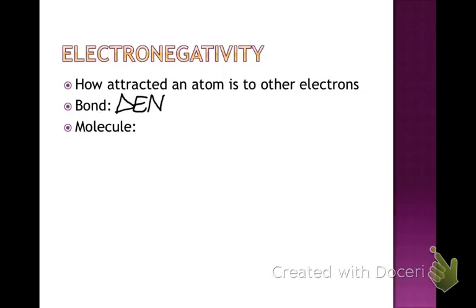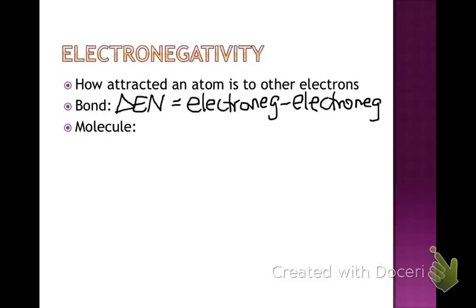I'm going to use delta EN to write that out. All that means is your electronegativity value from Table S for one element minus the electronegativity value for the other element. So you're just trying to find out what the difference is in electronegativity, and you'll use Table S to help you out with that. Make sure you jot down that it's Table S.